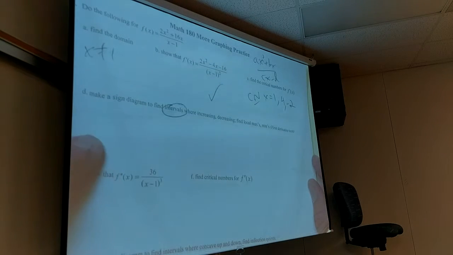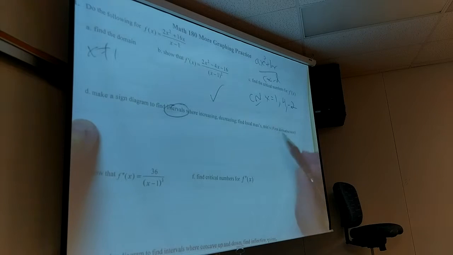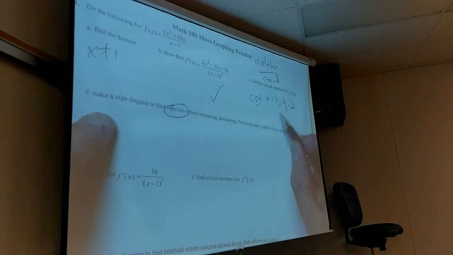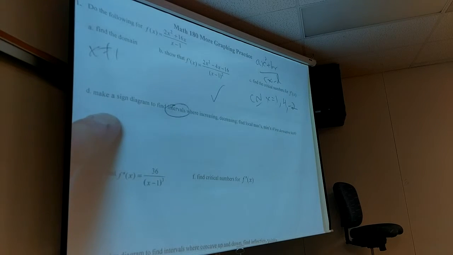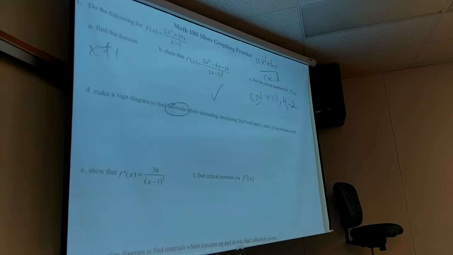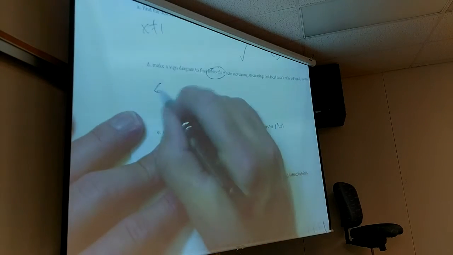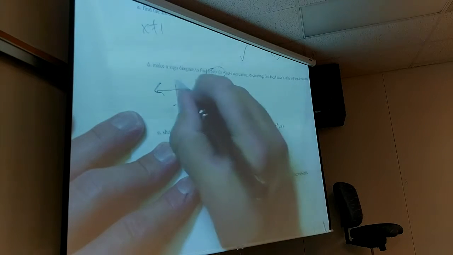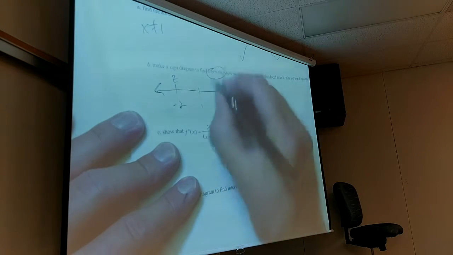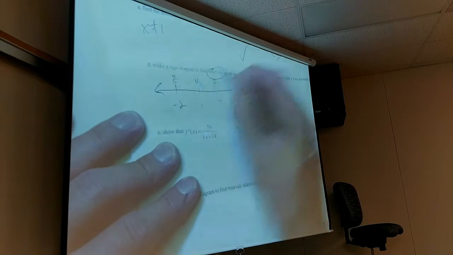I always get at least one person that wants 0 to be a critical number for every problem. 0 is not a critical number here, is it? Do I use the idea of 0 to find? Yeah, of course you do. But 0 isn't necessarily a critical number all the time. So I got -2, 1, 4. It's 0 at -2 and 4, and undefined at 1.